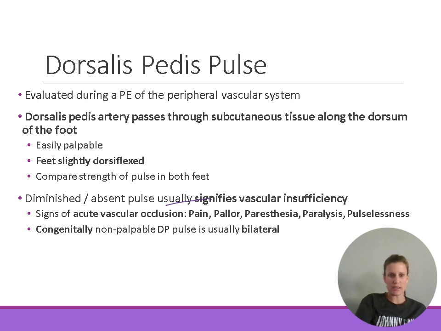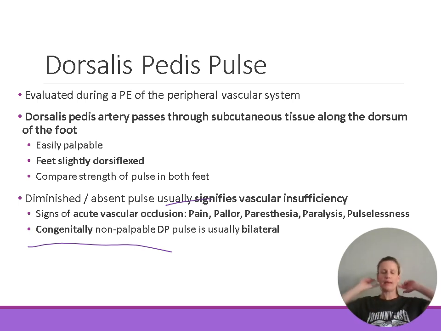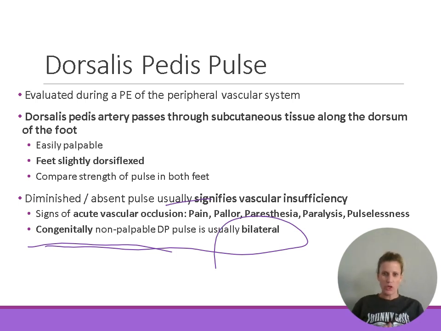Now, you notice I said usually signifies vascular insufficiency. It is possible that the person does not have a dorsalis pedis artery. A congenitally non-palpable dorsalis pedis artery is possible. In this case, the dorsalis pedis artery is replaced by a smaller little vessel, and it's not palpable in this area. So in that case, if you feel a completely absent pulse on one foot, check the other foot, because this is typically bilateral. So if you feel zero pulse in both feet, that's a sign that it's probably just congenital, and that there's no vascular issue occurring, because the likelihood is you're not going to have acute vascular occlusion of both legs, unless there's some huge major trauma in a really weird situation.